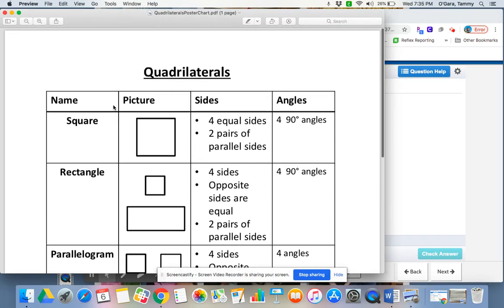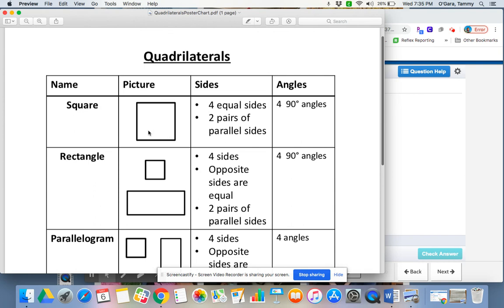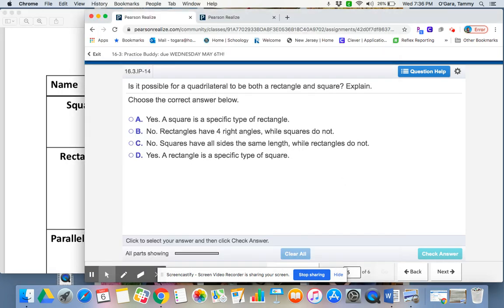Well, when we look up here at our rectangle and our square, the square is just a square because it has 4 equal sides, 2 pairs of parallel sides. So a rectangle cannot be a square, but it looks like, according to this chart, a square can be a rectangle. 4 sides, opposite sides are equal, and 2 pairs of parallel sides. So let's see if we can find an answer that says yes, because a square is a type of rectangle.